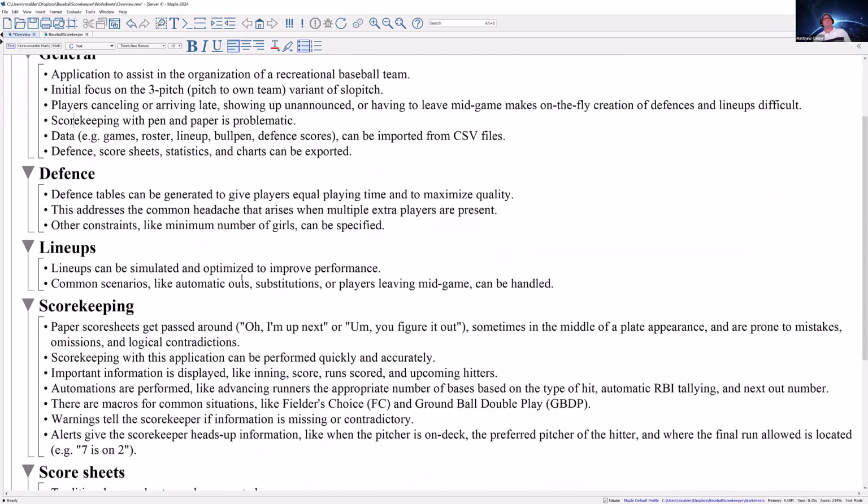For defense, the biggest challenge is if you have multiple extra players. You're trying to find where they play, give everyone equal playing time, as well as not have that be at the expense of the quality of the defense. So you want to optimize the quality of defense given certain constraints. And one of those constraints is often the number of girls. Slow pitch teams will typically have a minimum of girls that need to play. So if there's a three girl minimum, you have to have 3 girls on the field at all times.